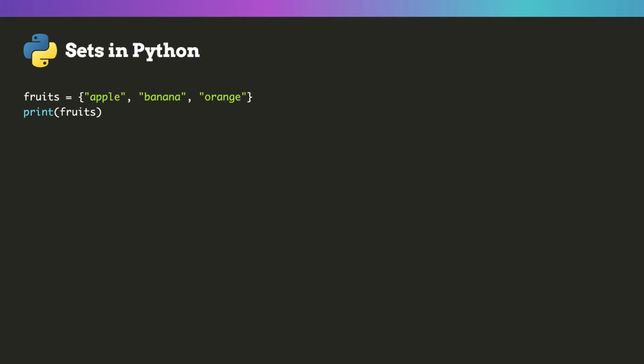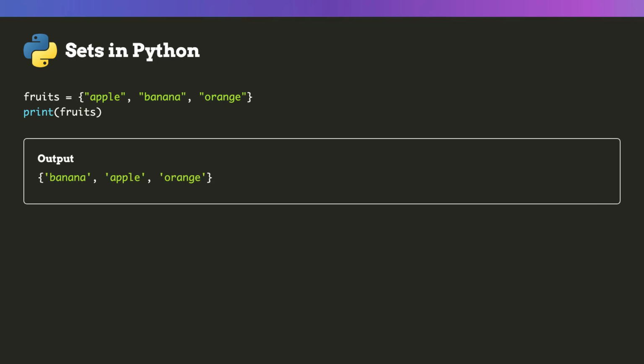To create a set, you can use curly braces or the built-in set function. Let's start by creating a set of fruits. Note that the elements in the set are printed in an unordered manner.